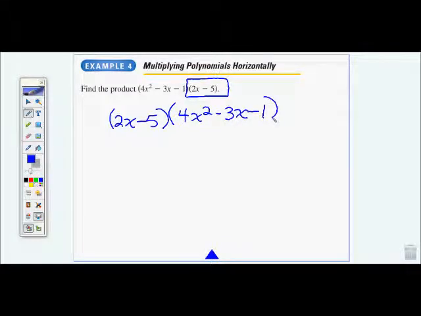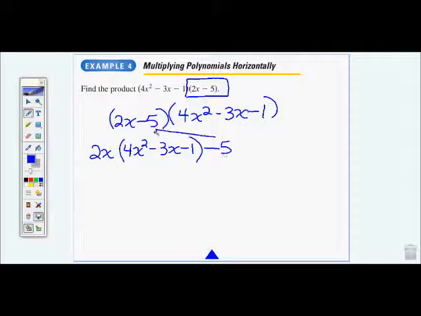Now, what we did with the first example was I went ahead and I separated these. I did 2x times 4x minus 3x plus, oh, sorry, that is a minus 1. Minus 1. And then I'm going to put my negative 5 in here, my next term. And I'm going to multiply that by the longer trinomial, each one of those terms.